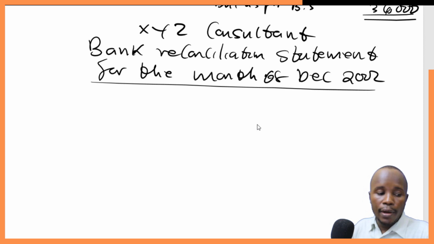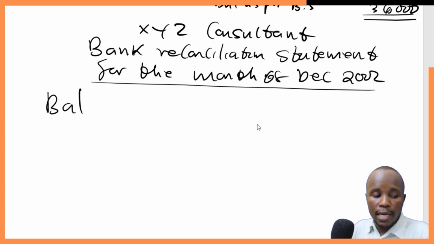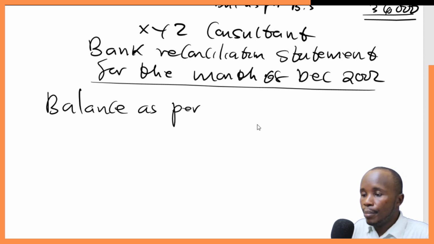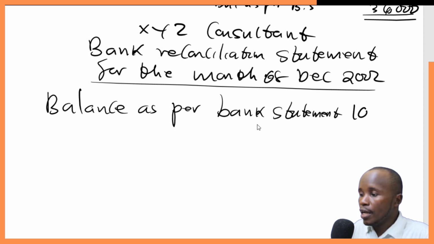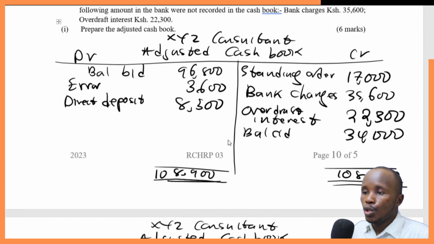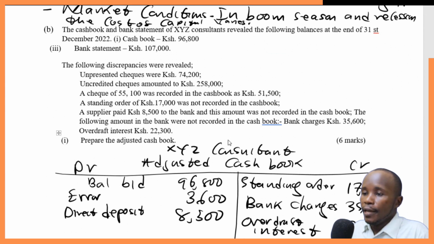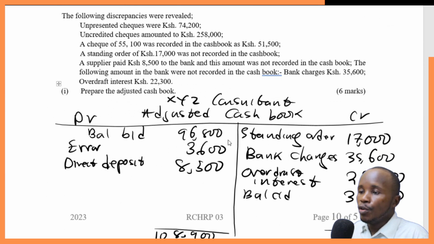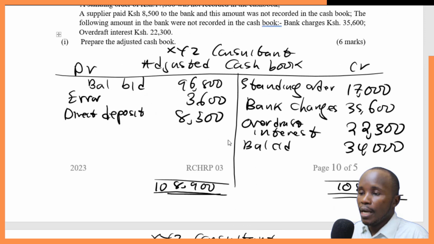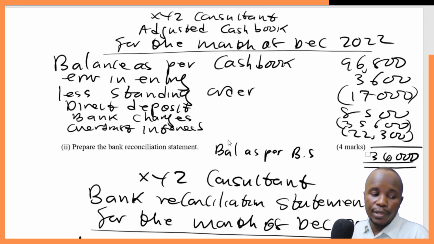Now here you begin with balance as per bank statement. This was 107,000. This is information provided here, 107,000. Now we look for items that affect the bank statement. The first item is unpresented checks.